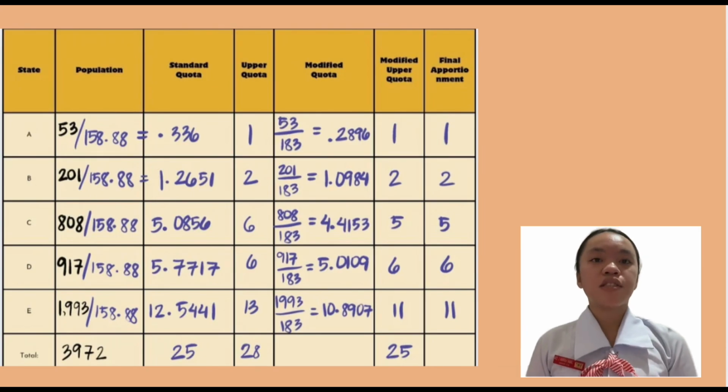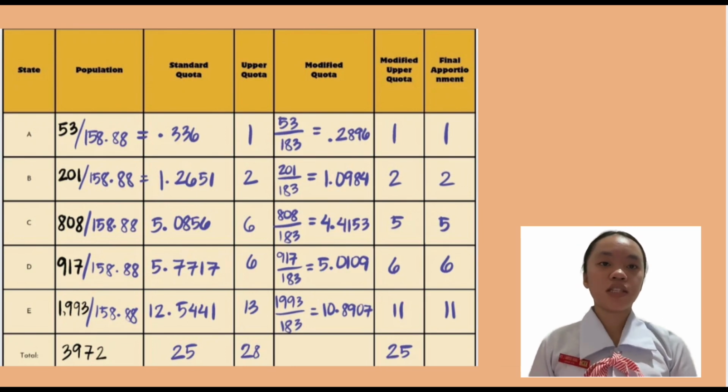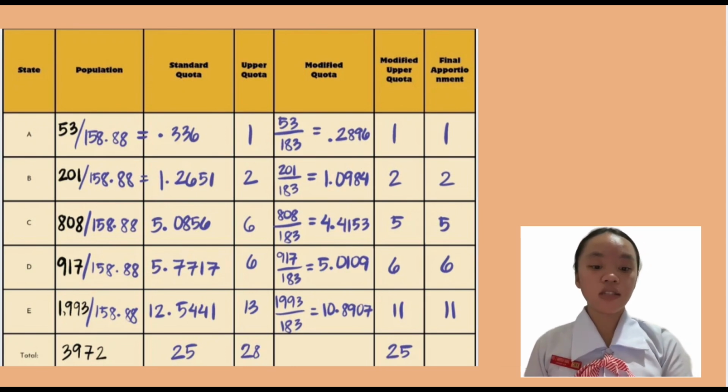So this is a solution in solving Adams' method. First thing we do is find the standard divisor. We have an example: suppose a nation has 5 states with the population shown below and a representative body with 25 seats. How many seats should each state get?